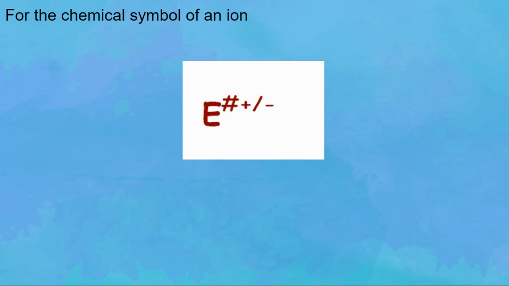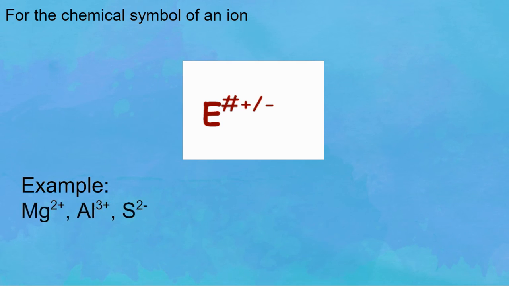For the chemical symbol of an ion, please make sure that you are showing your positives and your negatives with your numbers, okay? So examples are magnesium 2 plus, aluminum 3 plus, and sodium 2 negative. Always remember to put the positive or negative symbol. You have to have it there, but if there's a charge, like the twos, the threes, put the numbers before your negatives or your positives.